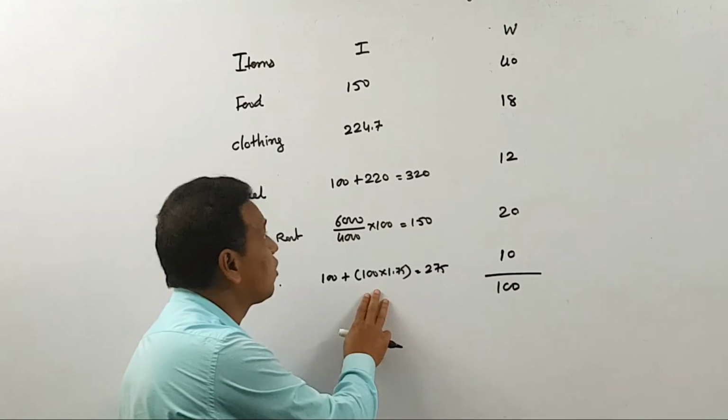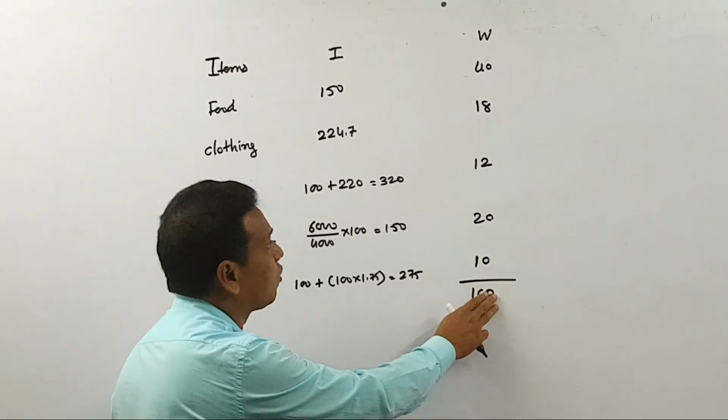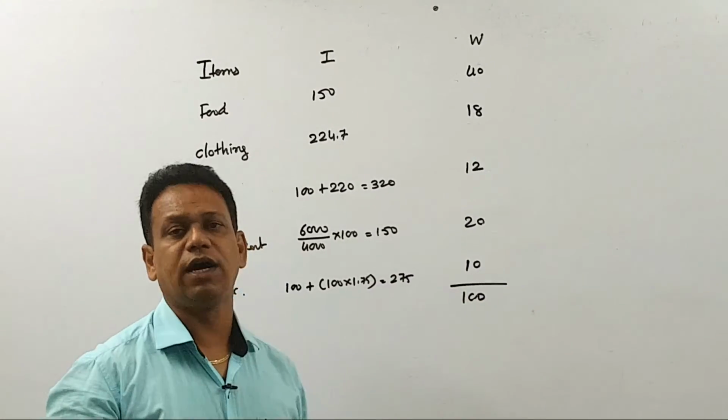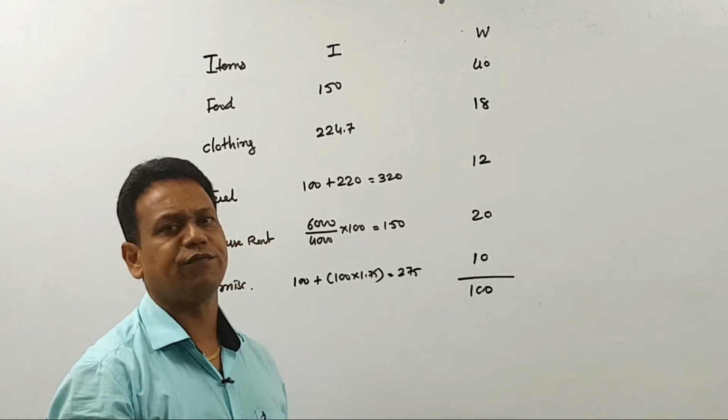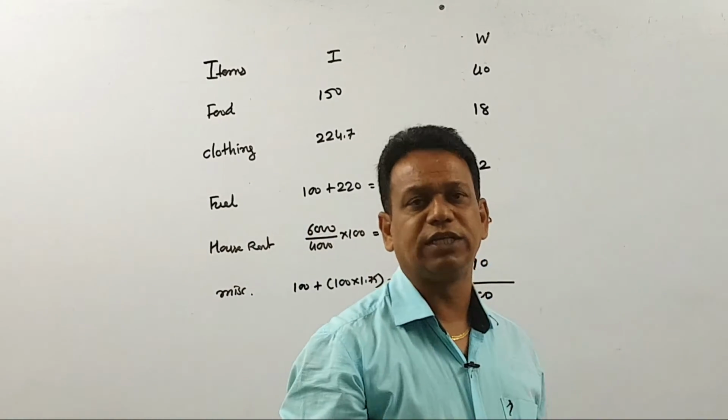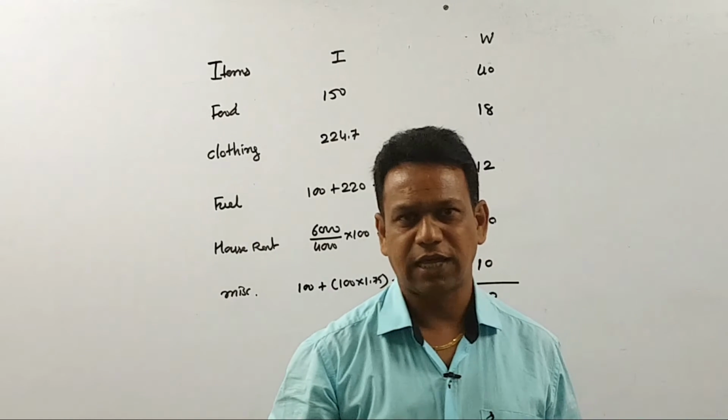So now we have a column of I. We have a column of W. So now we are capable to make another column that is called IW. And my dear friends, you are able to finish the question by yourself. Thank you very much.